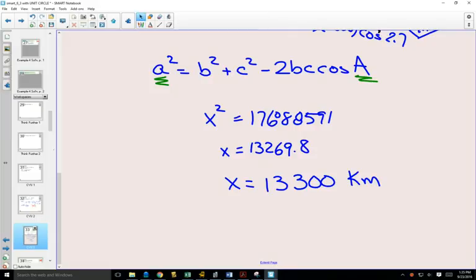Okay. Questions that are of similar reading length in your homework are 8 and 9.